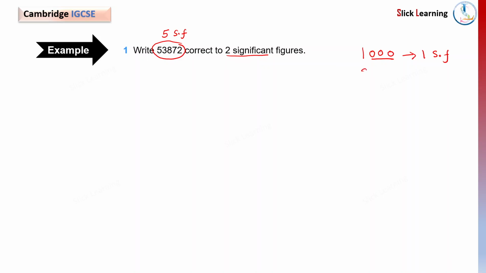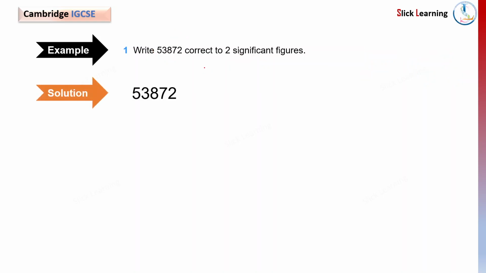If you are writing 250, right now it is 2 significant figures. So the last zero is not significant. So let's move on to the solutions of these questions. So we are going to round it up to 2 significant figures.